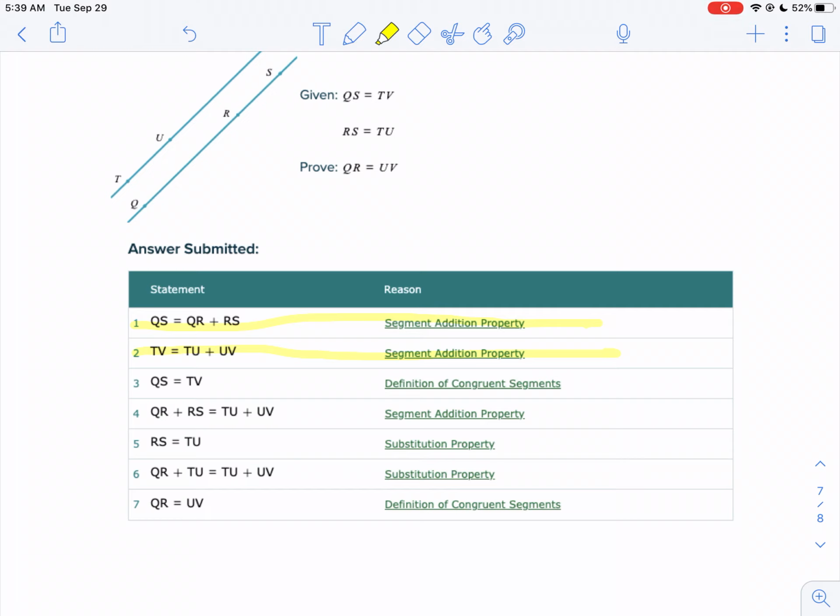Definition congruent segments is when you change an equal sign to a congruent sign. Here's why I think you're going to be mad at yourself. Look, it's given. You didn't have to do any thinking on that one at all. That one's given. Now, on the next one, let me change the highlighter color. Instead of writing QS, we're writing QR plus RS. Instead of writing TV, we're writing TU plus UV. That, instead, is not segment addition, although it kind of looks that way, doesn't it? That's substitution.